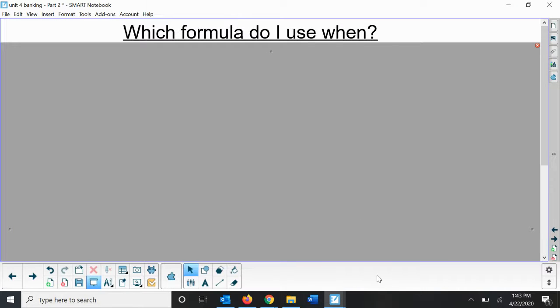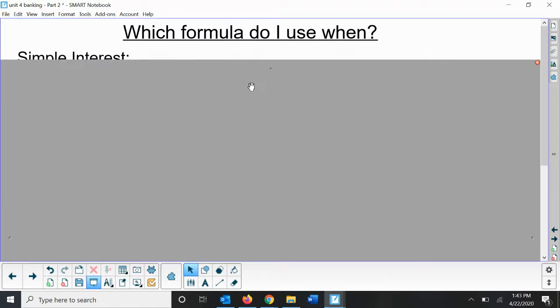All right, so we're going to talk about which formula we use when. And that is probably the most challenging part of this entire unit, is knowing what type of problem we have. And then once we figure out the type of problem we have, we can determine, okay, what formula goes with that problem.